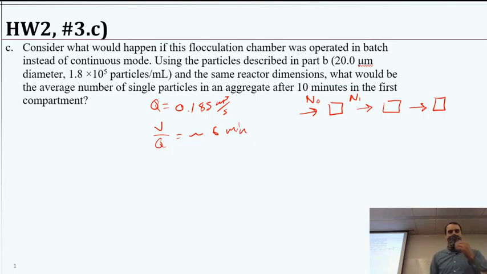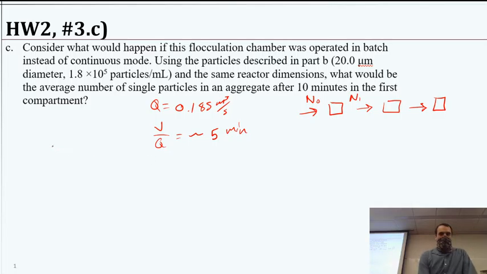But the other thing about batch operation is we do have a much higher efficiency of the reaction because we're not losing some of the stuff that could be reacting continuously, right? We don't have that continuous leaving of the solution. So anytime we're doing a batch process or a plug flow process, we get that reaction to go much further than it would in a CSTR.